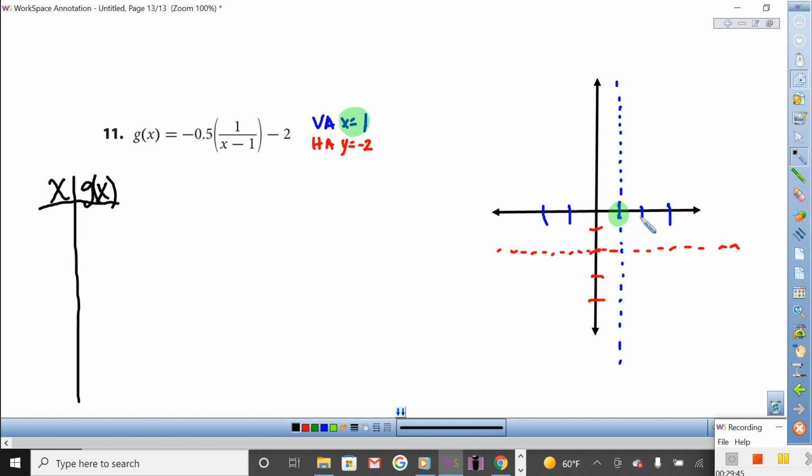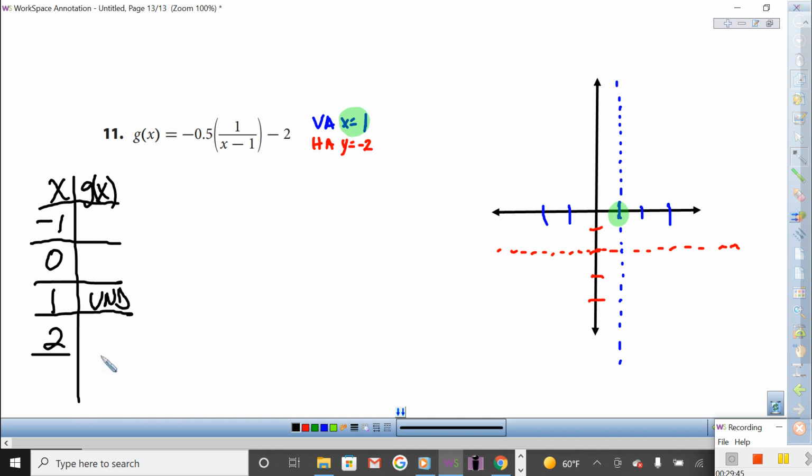Yes, -1, 0, 1, and of course for 1 we're going to write undefined because that's our asymptote, 2, and 3. So you guys can see it. -1, -2, this is 0, 1, 2, and 3. All right, and then the rest we just get to work. So now let me zoom in.